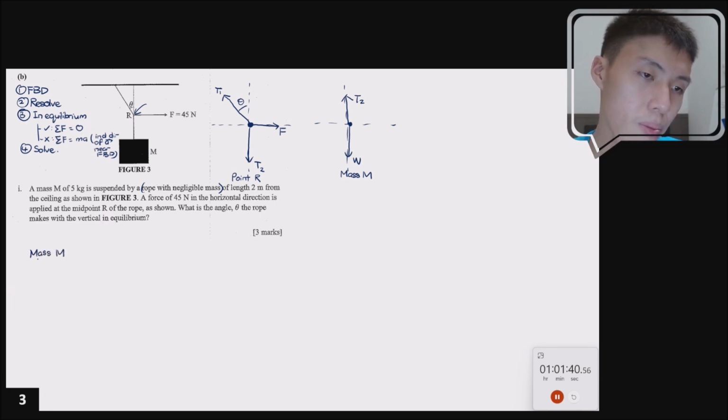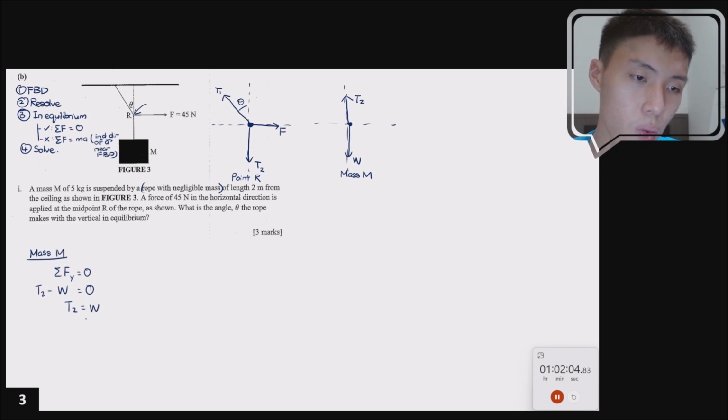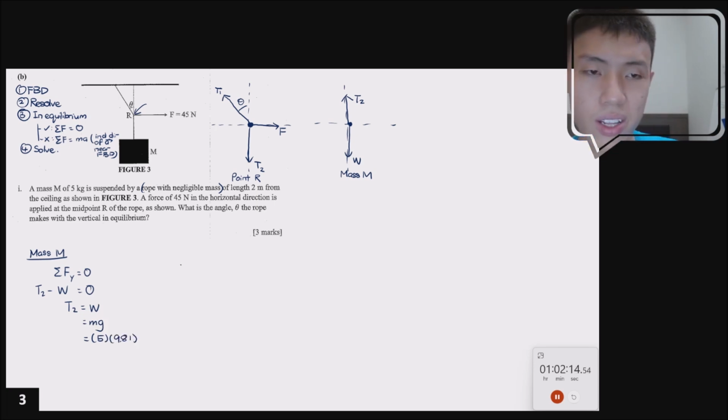For mass M, I know that the sum of F has only Y components, there's no X. I mean there's no X component over here with forces, there's only Y component with forces, so the sum of Fy is equal to 0. That will be T2 minus weight, which is equal to 0. So T2 will be equal to the weight. Weight is equal to mg, and that will be 5 kg times 9.81. Let's just keep it like that. Later on, you calculate it.